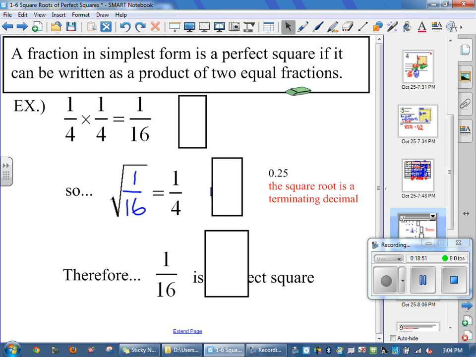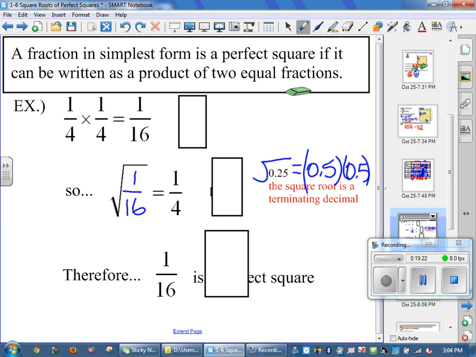Same thing here. 0.25. Everybody put 0.25 in your calculator. And then I want you to take the square root of that. And what do you get? 0.5. Good. So yes, it's a perfect square because you get 0.5 times 0.5. Okay? So it's 2 of the identical numbers multiplied to give us our answer. Okay? So decimals and fractions can be perfect squares.